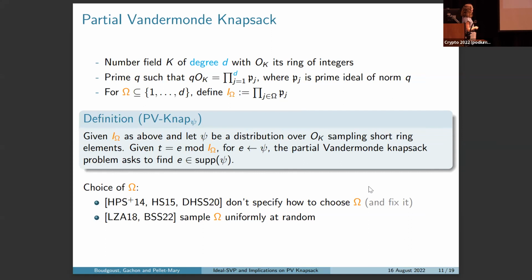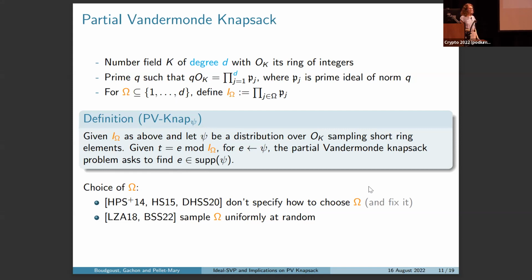Okay, and now the partial Vandermonde knapsack problem takes as a parameter a distribution over this ring that only samples elements of short norm. And then the problem statement is that if we sample an element E from this distribution and compute the coset E mod this special ideal given by those factors, then the problem asks to find and recover this E from the support of psi. So usually we take the parameters such that there's only a unique solution.